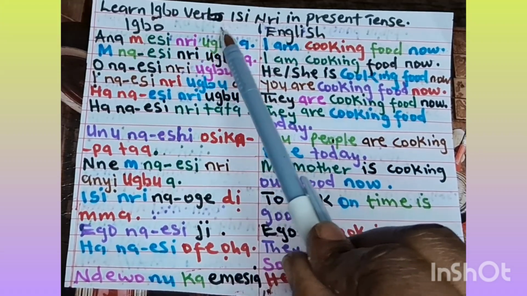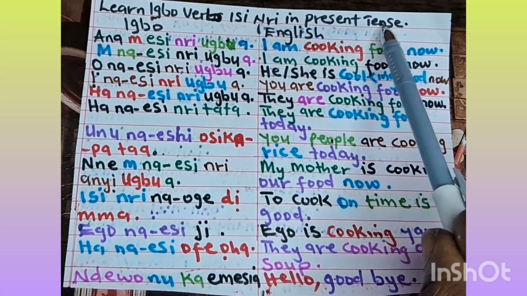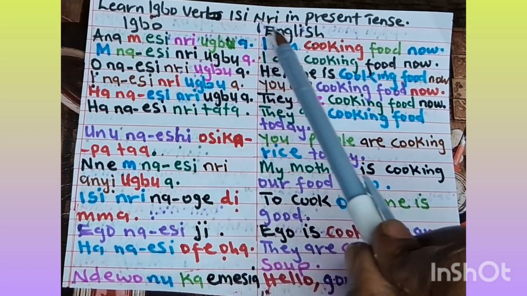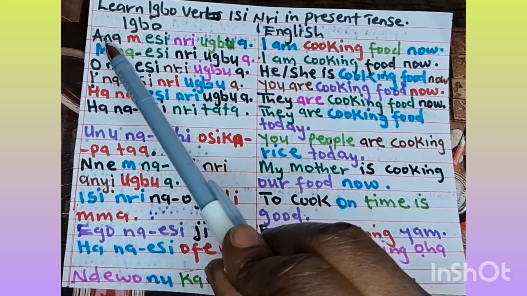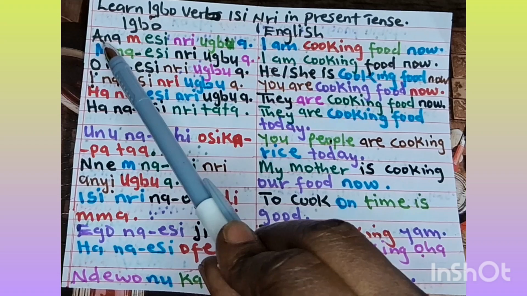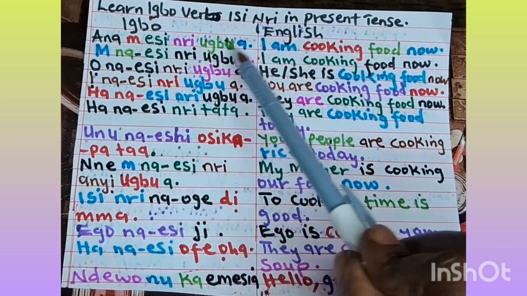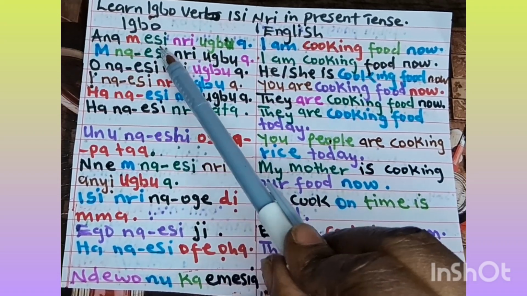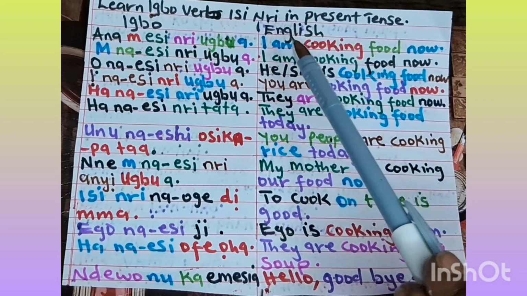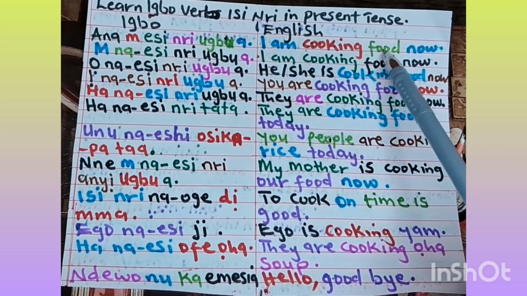Learn Igbo verb, isi nri, in present tense. Igbo, English. Number one sentence says, Anam esi nri ugbu a. Meaning, I am cooking food now.